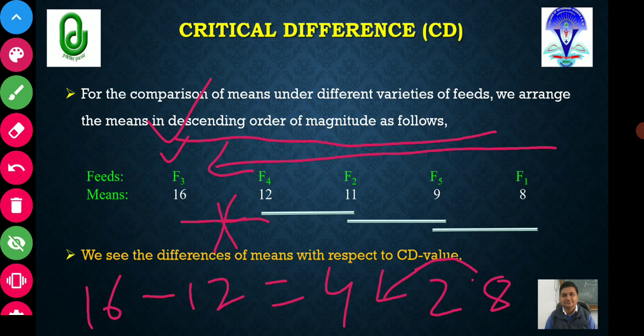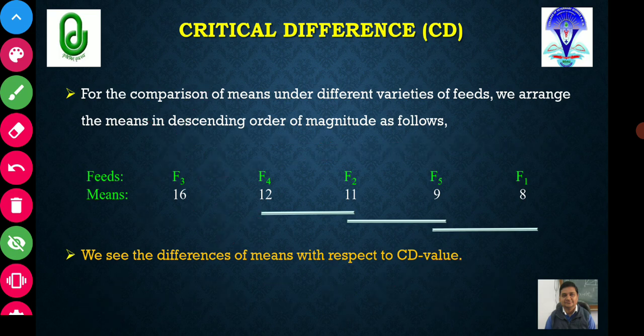They are not the same. Now, if F3 and F4 are different, then definitely F3 and F2 will be different, F3 and F5 will be different, and F3 and F1 will be different. That is why I have arranged all the means in descending order. If the first one is significantly different from the second one, then the first one will be significantly different from all other means. Now test the second one.